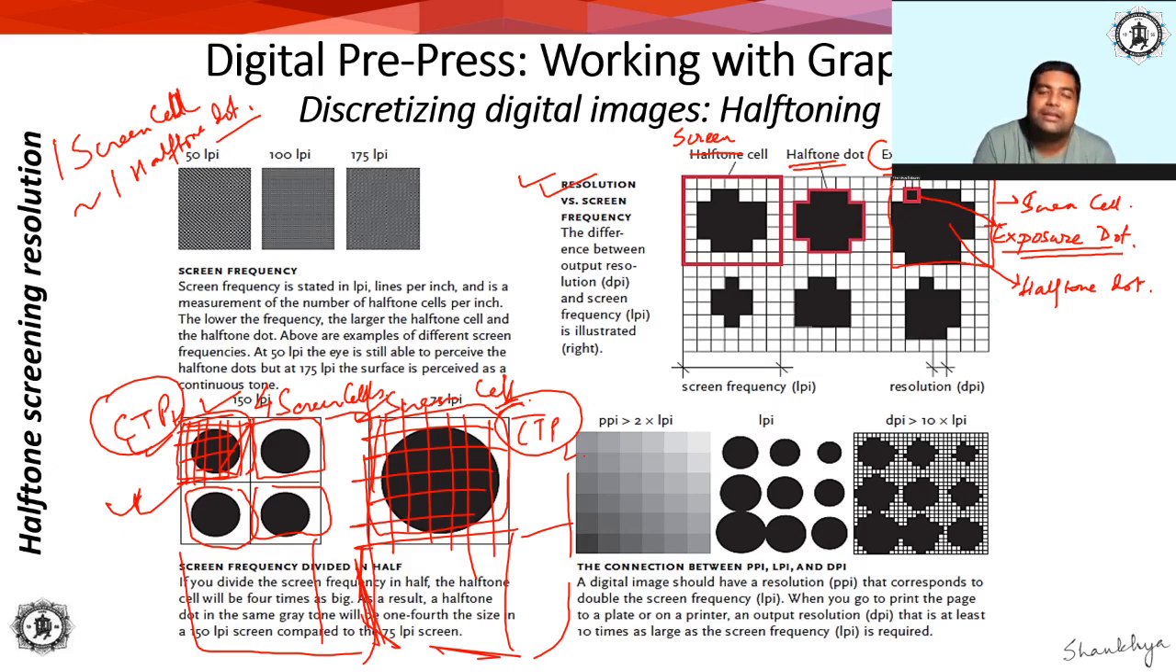Not that the lasers are burning one cell at one time and then the next cell. No, not like that. It will burn all the cells together. But what I am trying to say is that CTP considers this to be the basis, the unit of what it is going to expose with the help of its own lasers, or basically burn. So this is the unit, right?